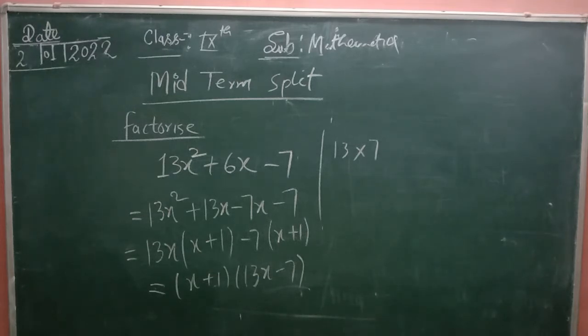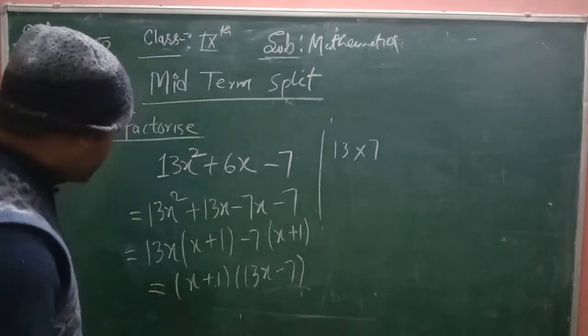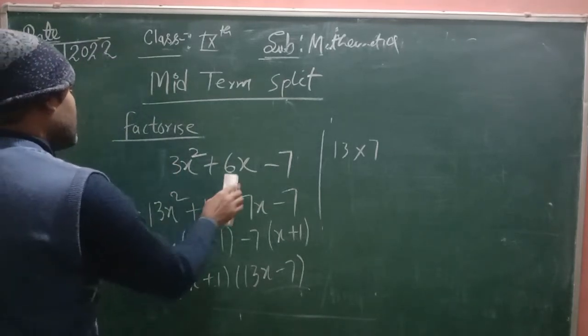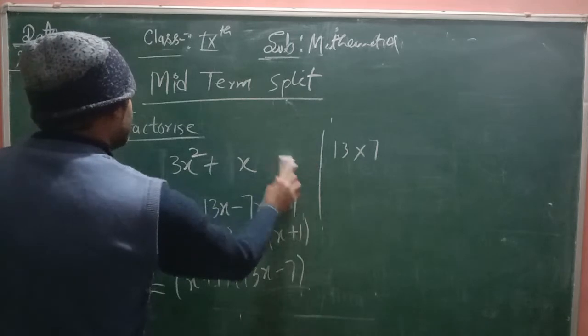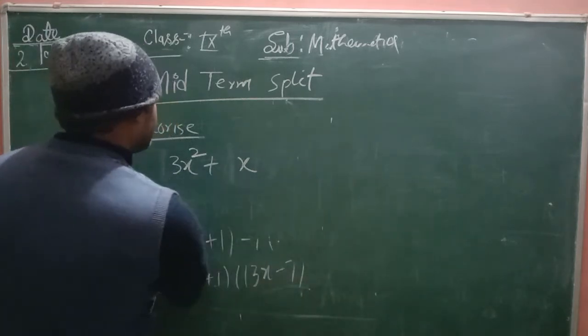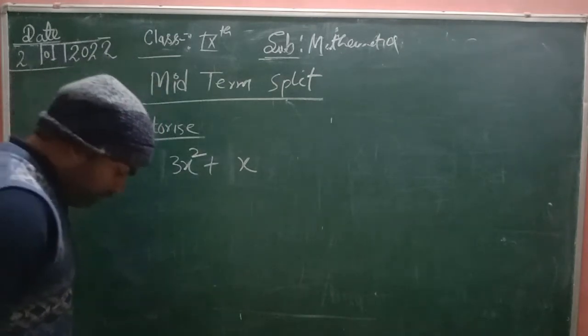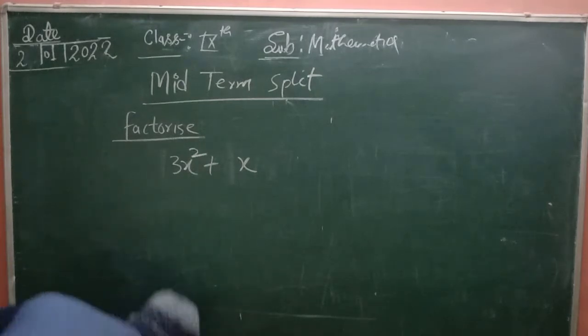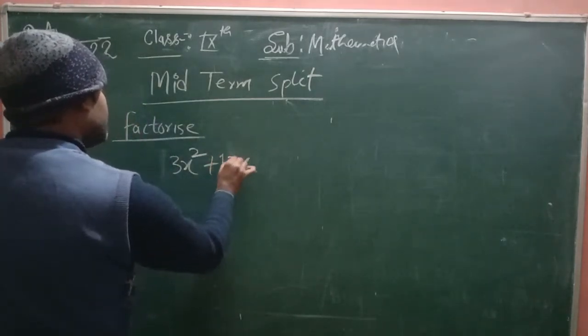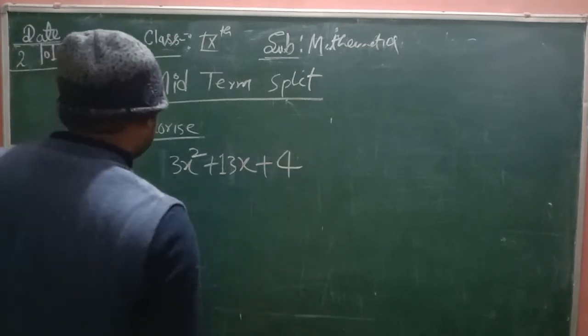Okay, write down 3x square plus 13x plus 4. Write down and try it by yourself.